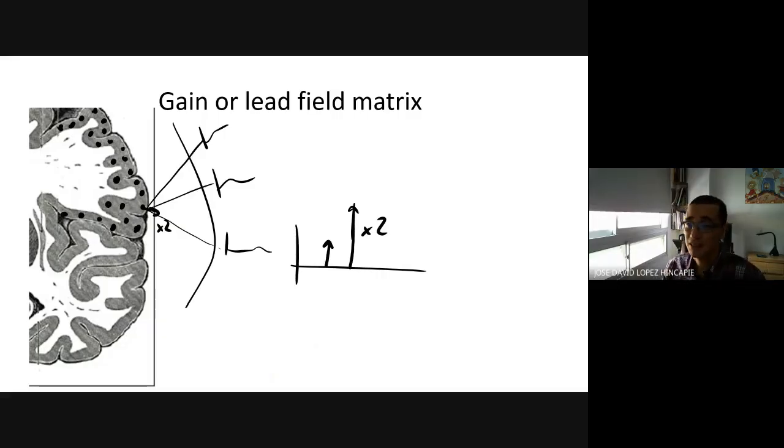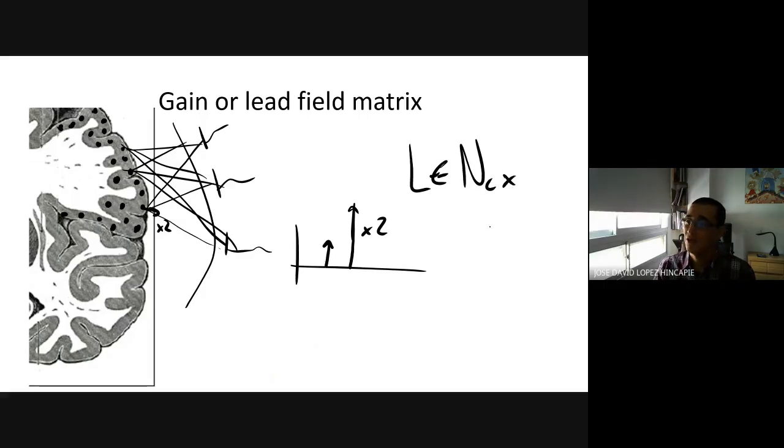What is the disadvantage? That I have thousands of dipoles propagating to hundreds of sensors. So at the end, the lead field matrix, which is constant, is fixed for a subject, will be of a number of, for example, 300 sensors to a number of dipoles, which are in the number of thousands, right? Even if you have EEG, maybe you have only 64 sensors, right? So you have few sensors and several dipoles.